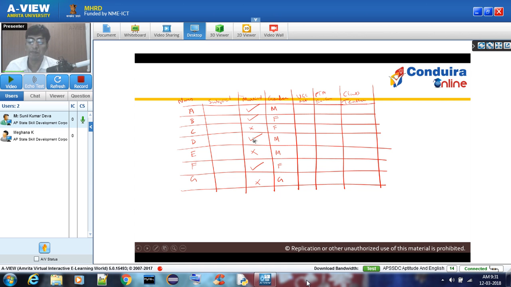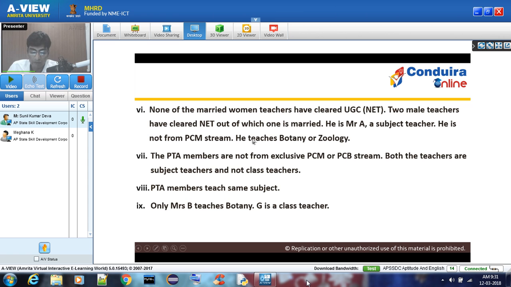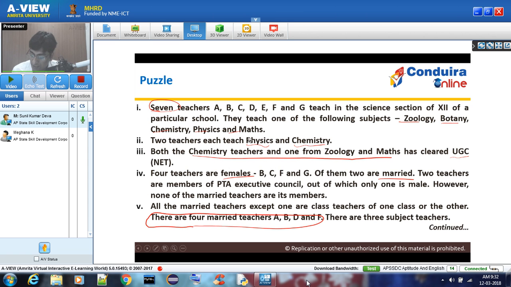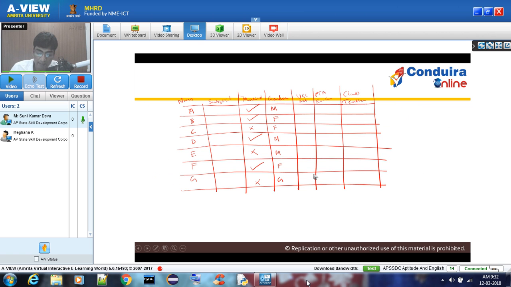Now things are a little better for us. They mentioned something more that we can use. 4 teachers are female, out of them 2 are married. B, C, F, G. Is that correct? D is married. C is not married. F is married. And G is not married. So out of B, C, F, G, the 4 female teachers, 2 of them are married and 2 of them are unmarried.